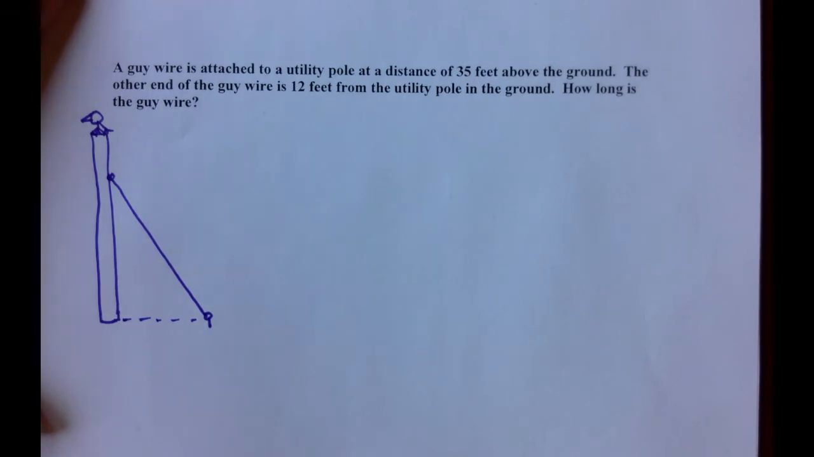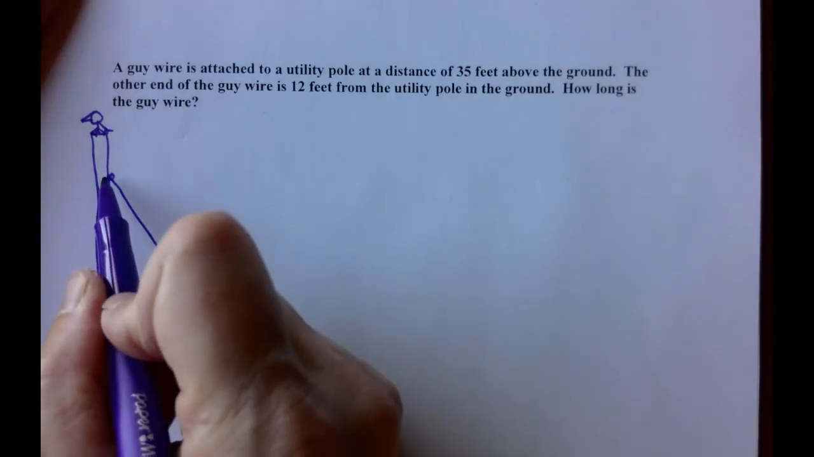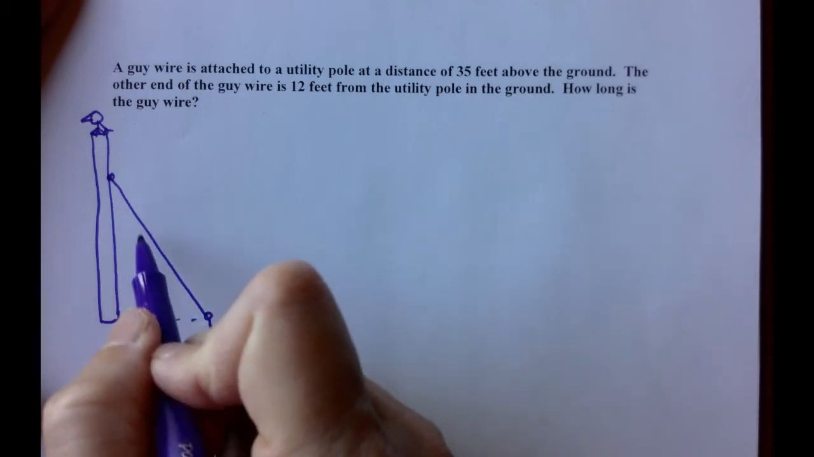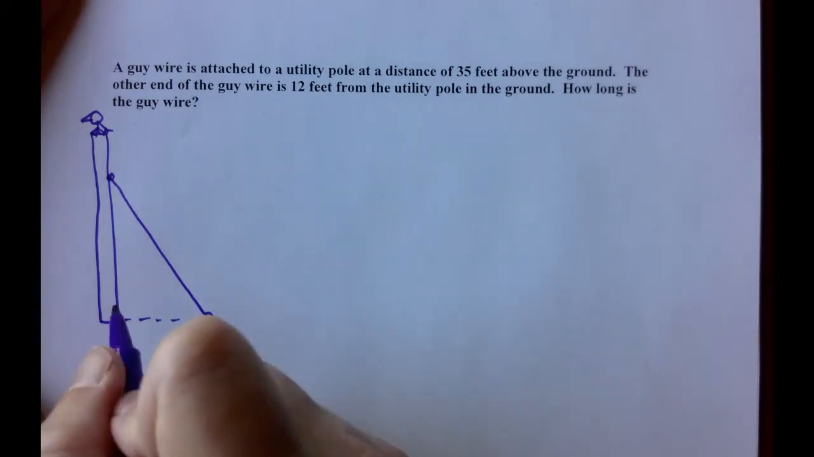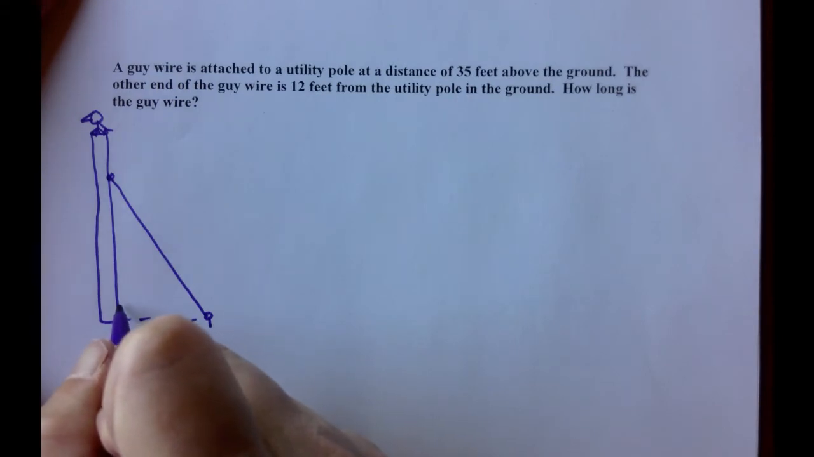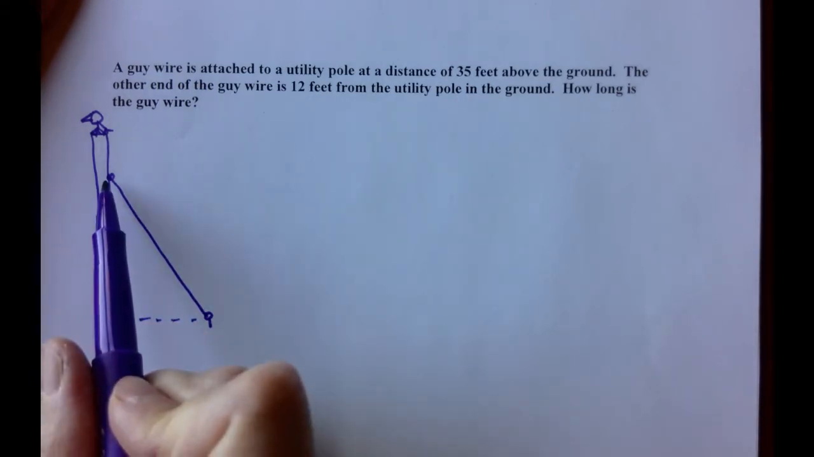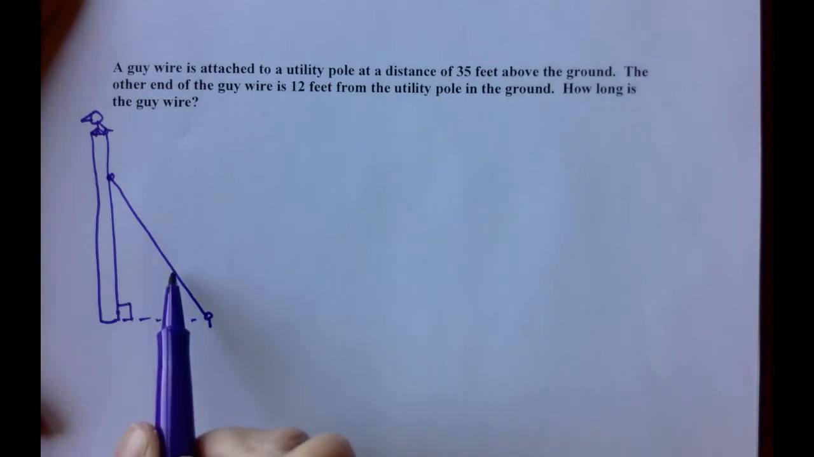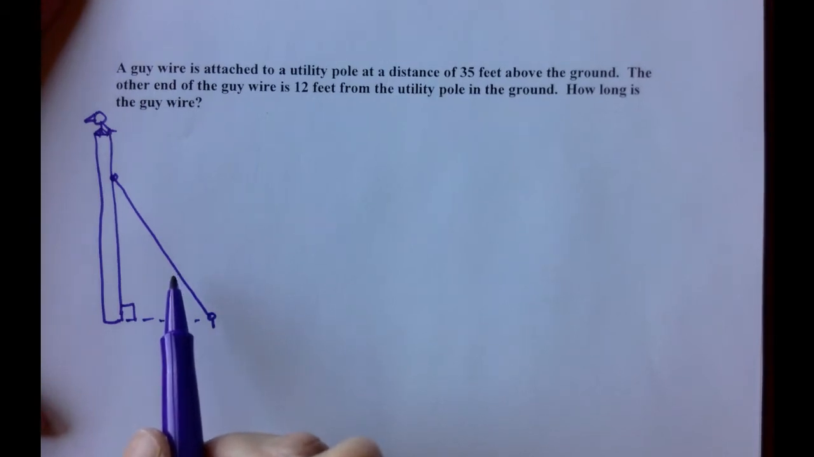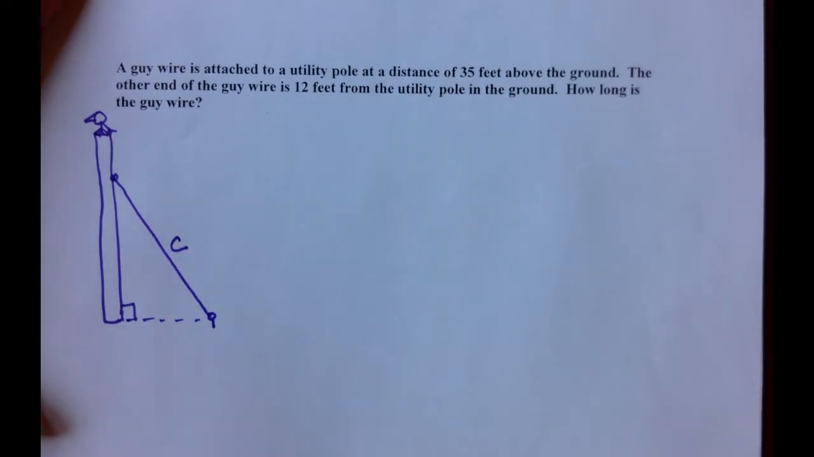We end up with a right triangle format for this, with the utility pole and the wire and the horizontal distance along the ground forming our right angle, or our right triangle. The right angle is between the vertical pole and the horizontal ground. And so that means that the wire is the hypotenuse. And we're looking to find out how long that wire is, so we're really looking for the hypotenuse. I'll label it C. I must know the other two pieces of information, the other two legs of this triangle.